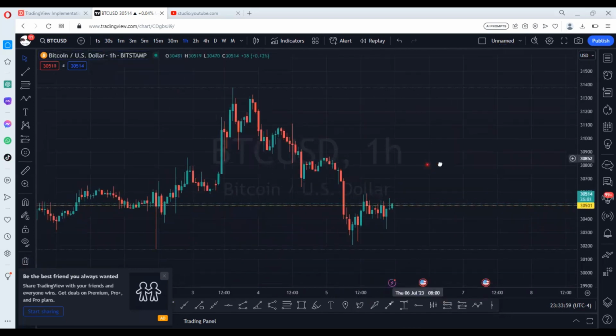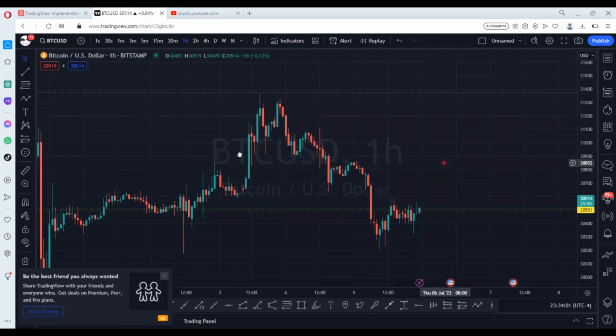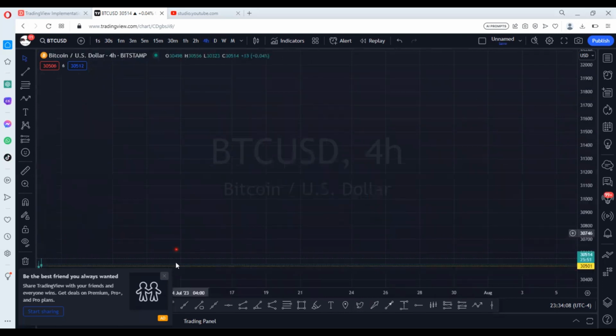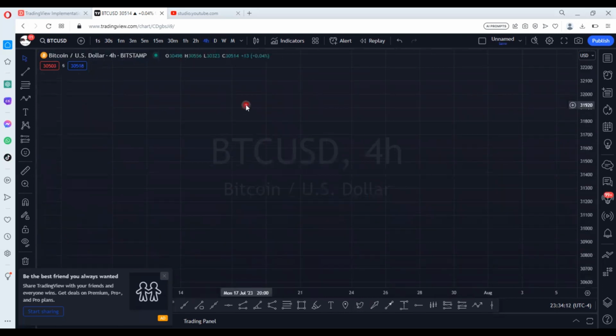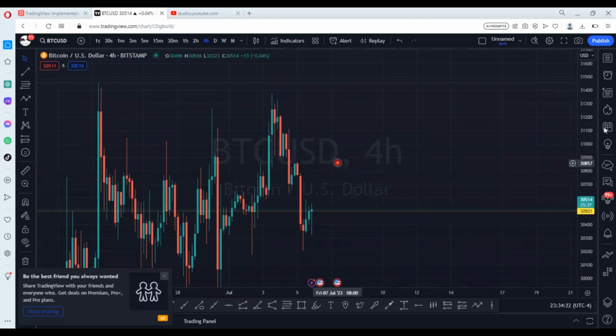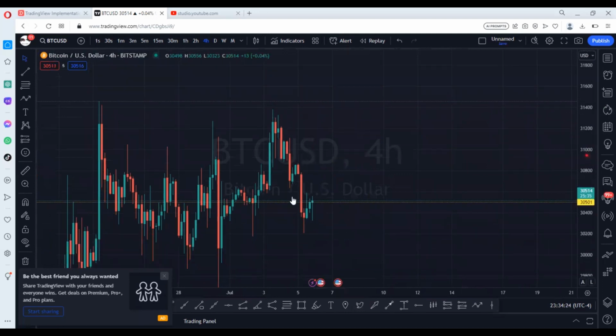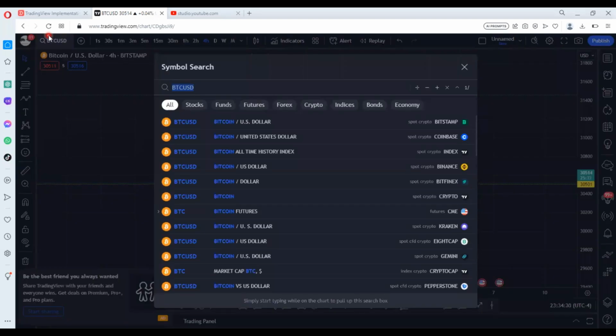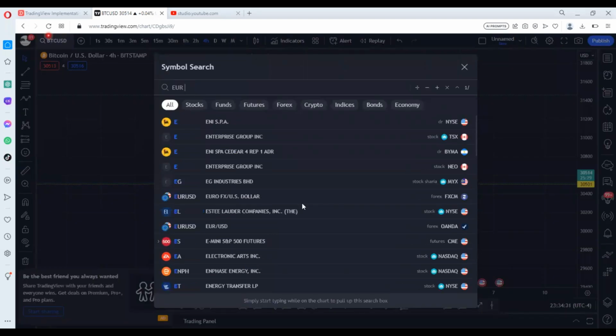So let's use these. Okay, now before that, you have to know that in each time frame, the higher the time frame, the more valid the lows and the highs. The higher the time frame, the more valid the lows and the highs. Did you get what I just said? Okay, now let's use a forex pair, for example, Euro USD.